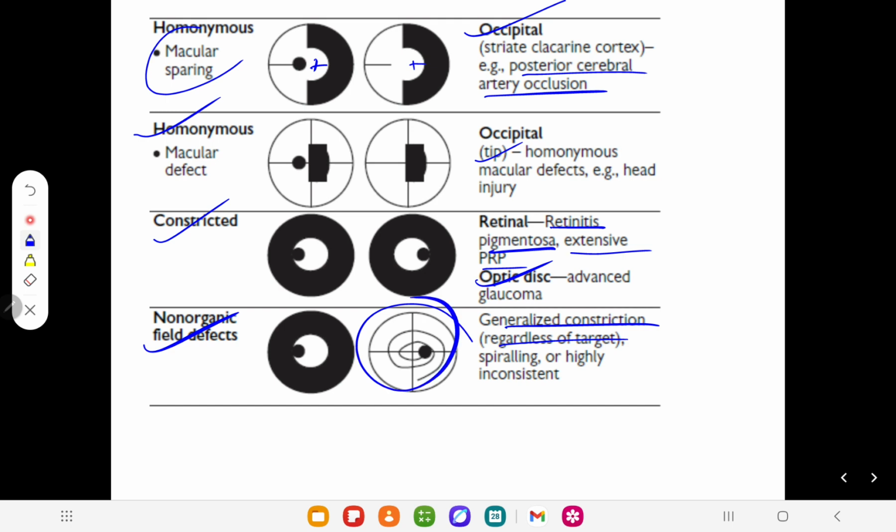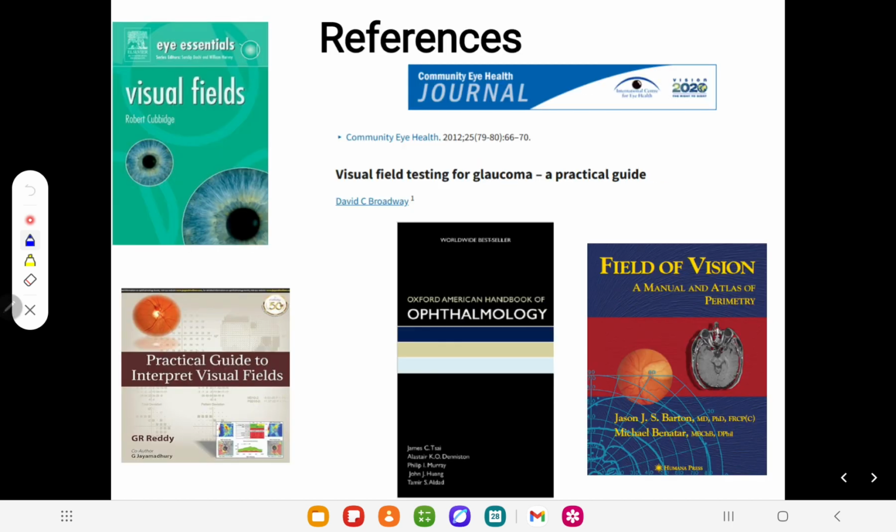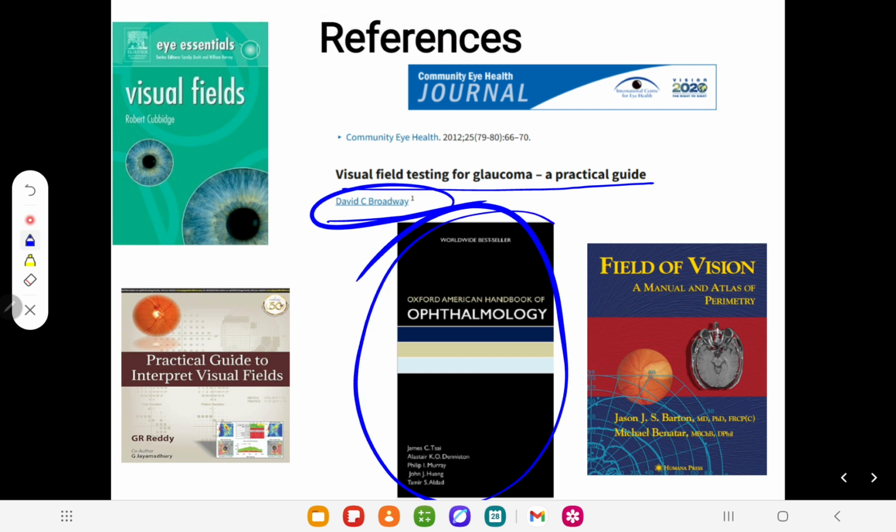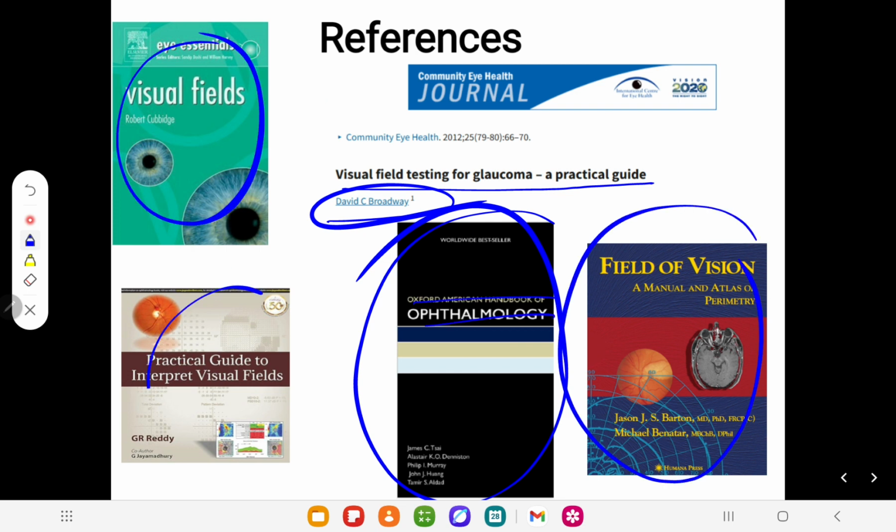So these are the few visual field defects that I want to show you. Basically, this is a reference for the previous video and this video too. And I have taken the reference of visual field testing in glaucoma, particularly David C. Broadway, and I have taken a lot of things from the Oxford Handbook, and definitely from these 3 books too.